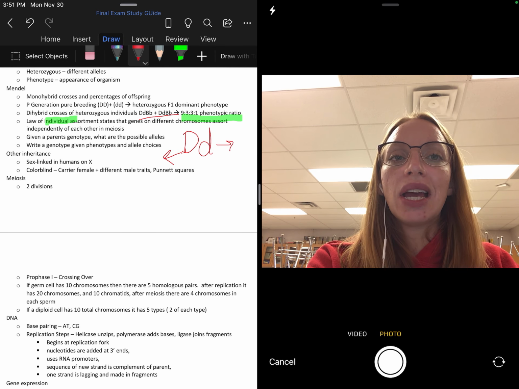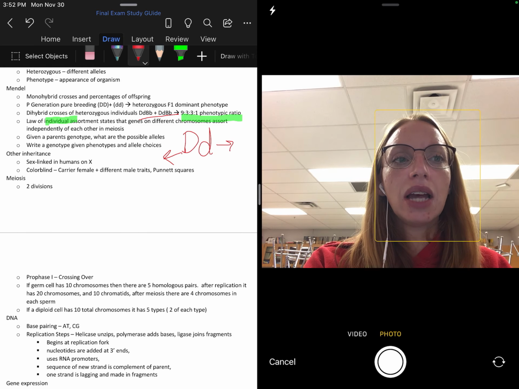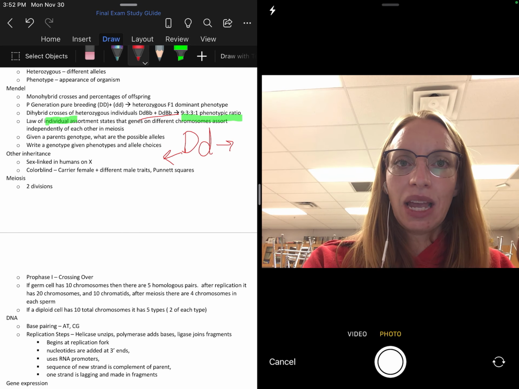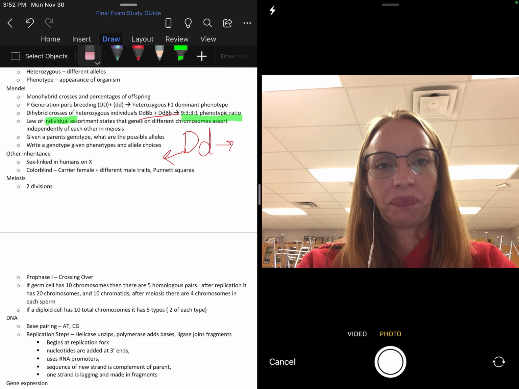And write a genotype given phenotypes and allele choices. Now, you had a really long one on your study guide last time, and you had a long one on your test. It's that same kind of question, just with a couple of different words inserted. So you should be fine for that.